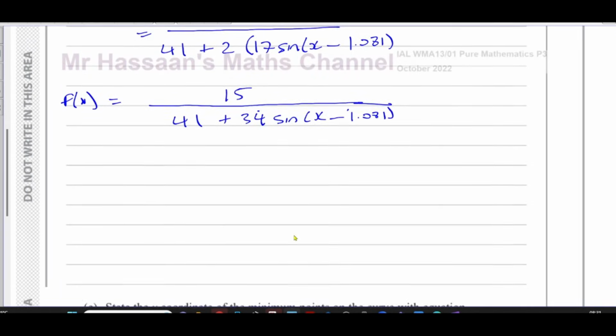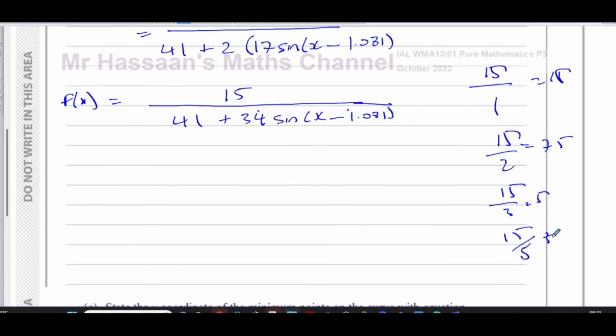So now, it makes life a lot easier for us to find the maximum and minimum values of these. Now, with fractions, when your denominator is very small, the numerator is big. For example, if I have 15 over 1, I get 15. If I increase the denominator, then the value gets smaller. 15 over 2 is 7.5. 15 over 3 is 5. 15 over 5 is 3. Okay, as the denominator gets bigger, the value of the whole fraction gets smaller.